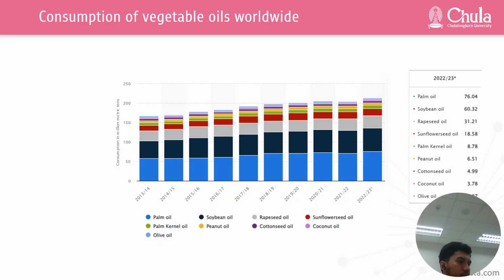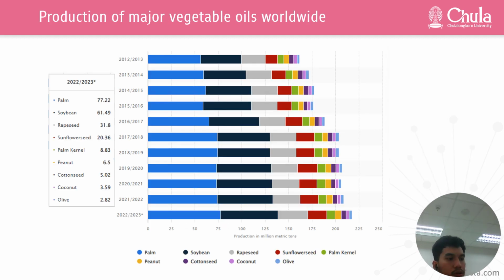So palm oil, as we know, is the most consumed vegetable oil in the world. It covers more than 30% of the consumption of vegetable oils, and as the biggest consumed vegetable oil, it is also the most produced vegetable oil in the world, covering more than 30 to 35% of overall production of vegetable oils.